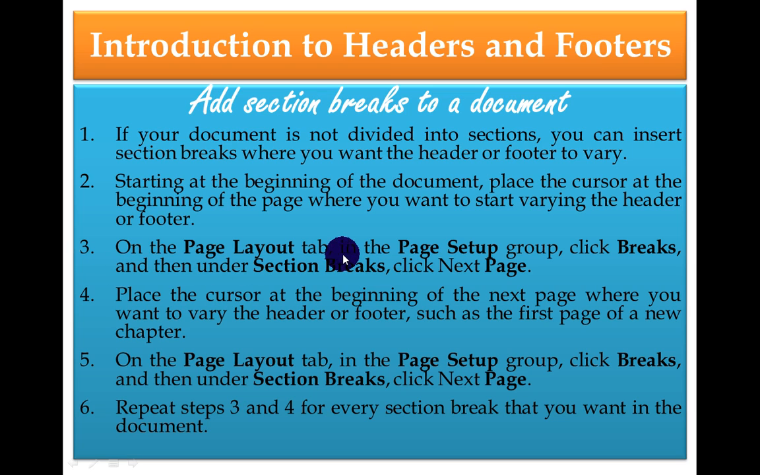On the Page Layout tab, in the Page Setup group, click Breaks, and then under Section Breaks, click Next Page. Place the cursor at the beginning of the next page where you want to vary the header and footer, such as the first page of a new chapter. On the Page Layout tab, in the Page Setup group, click Breaks, and then under Section Breaks, click Next Page. Repeat these steps for every section break that you want in your document.